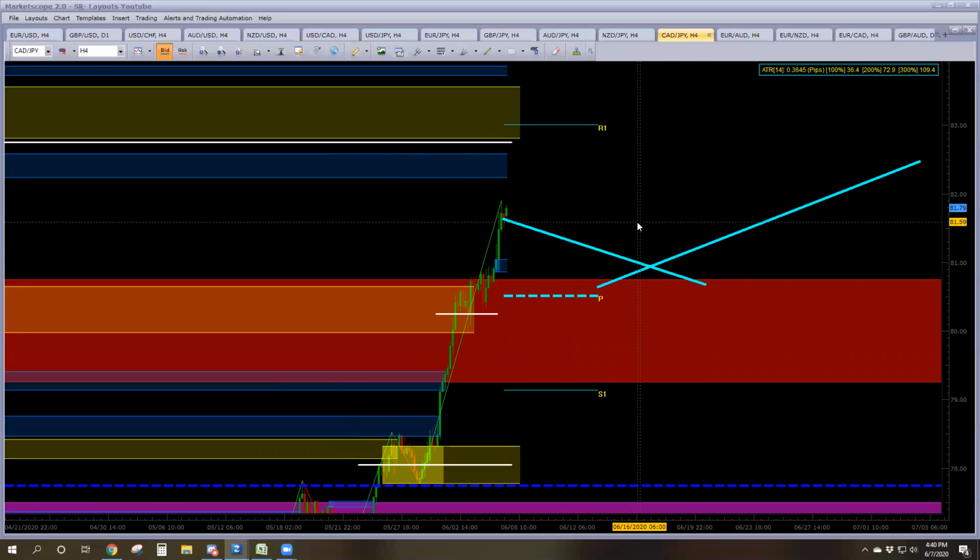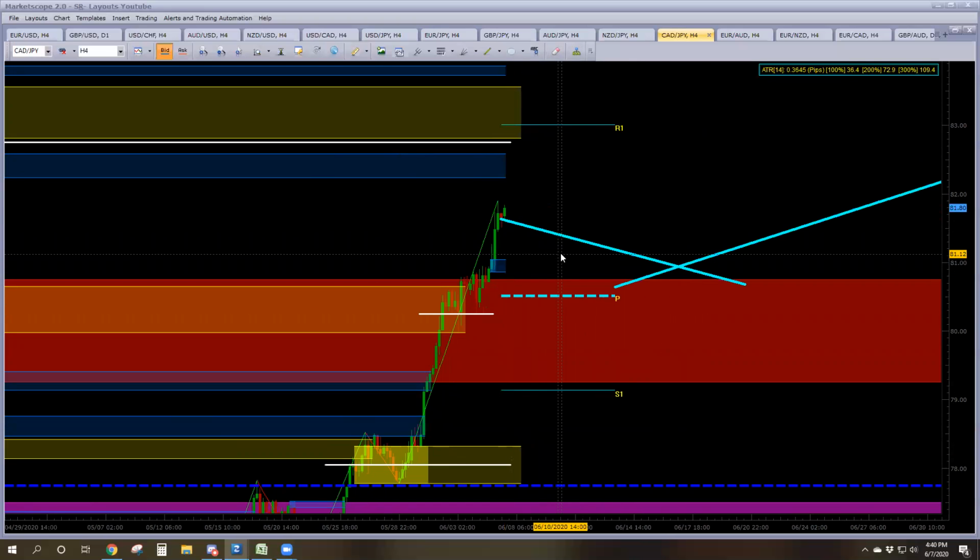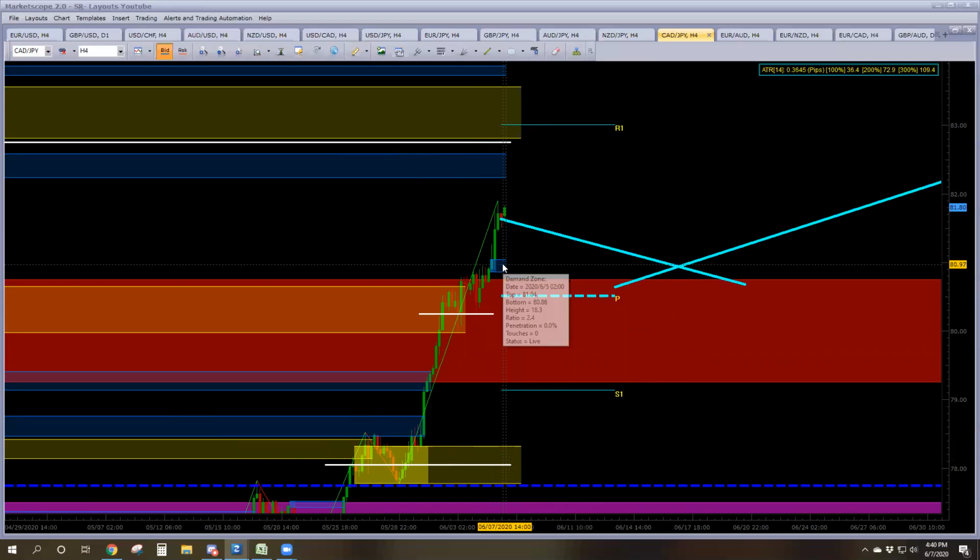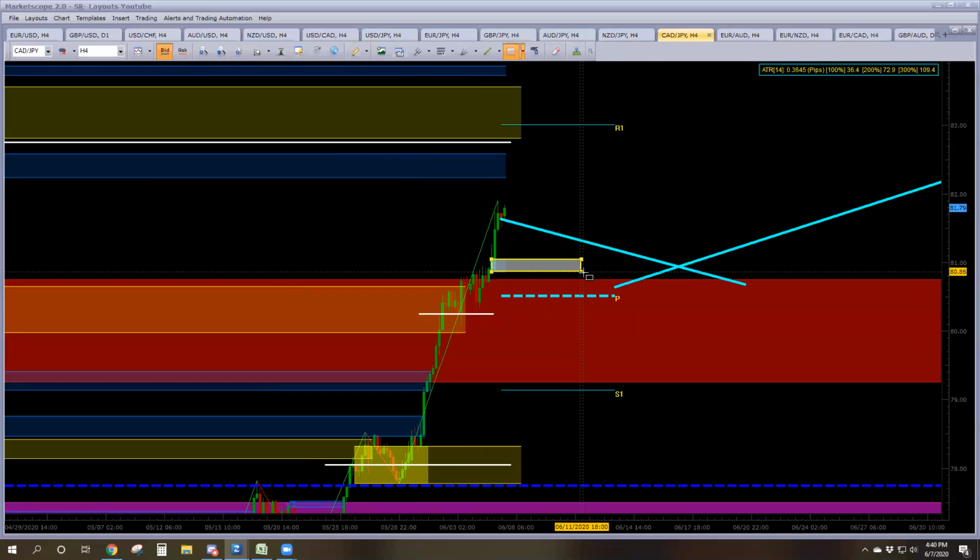So on this one, I was looking at the CAD yen for an entry right around the 8105. Now the 8105, why? Because there's a wick on wick right there. That's pretty much your 4 hour demand right there. So that's pretty much the zone that I'm really looking for. I believe the stop loss on this one, I have it set for 80.70, right? I'm taking the entire zone.